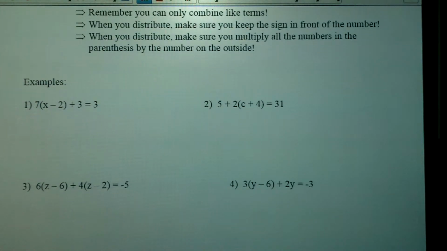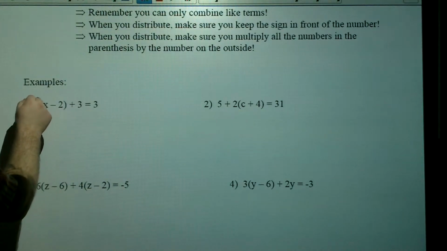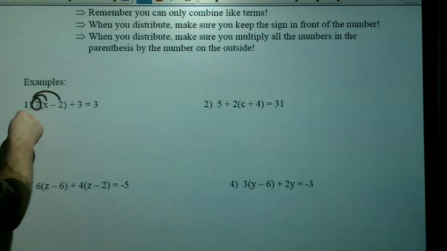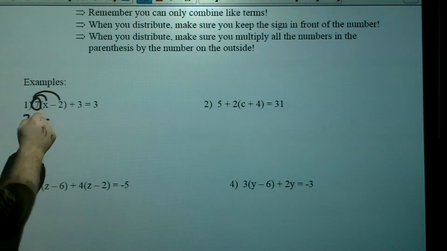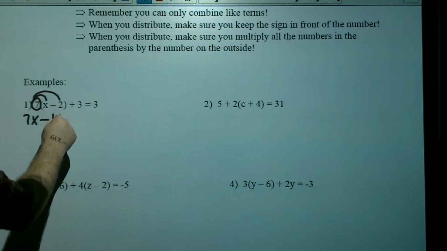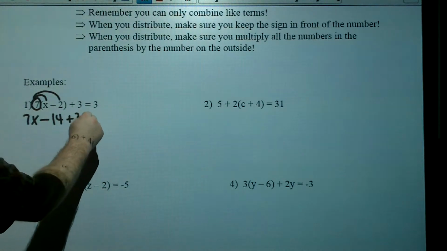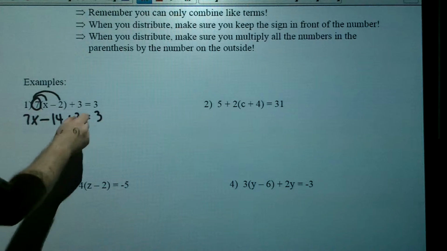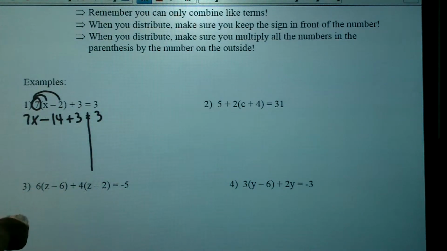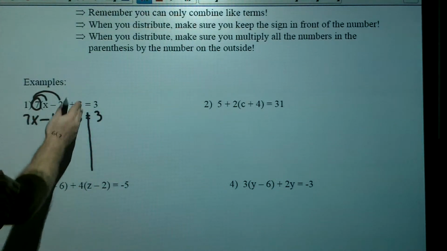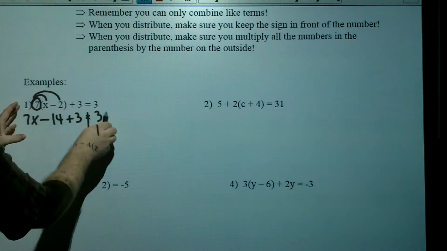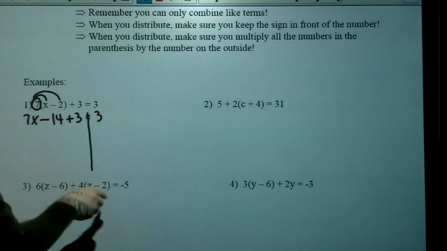So for example 1, the 7, we're going to distribute first to get rid of the parentheses, to the x and to the 2. So I have 7x minus 7 times 2 is 14, plus 3 equals 3. I bring down the 3 because I didn't do anything with those yet. I just want to get rid of the parentheses first. Now my next step is to combine like terms on the same side of the equation. So this is like a fence, kind of, sort of. I can't combine the 3 with this 3 over here, because it's on the other side of the equation.